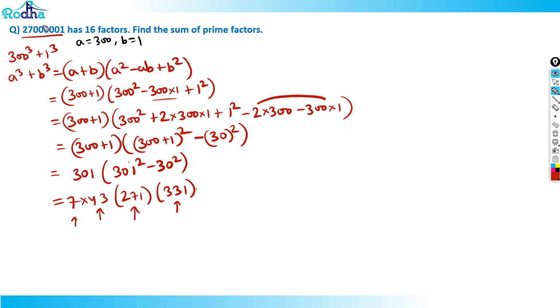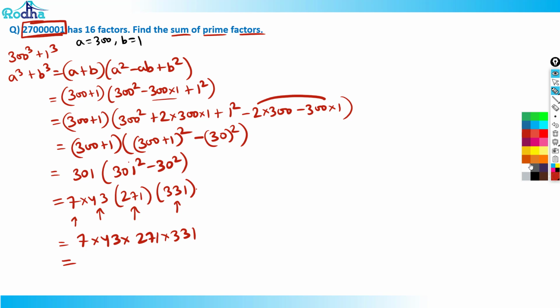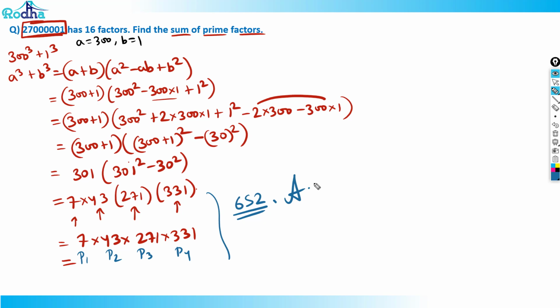That means finally I can write this big number as 7 into 43 into 271 into 331. Now what is the value here, guys? What I wanted, right? I wanted the sum of prime factors. These are the 4 prime factors for me, like P1, P2, P3 and P4. What is their sum? 331 plus 271 is 602, plus 50 is 652. So 652 is the answer. That's it.